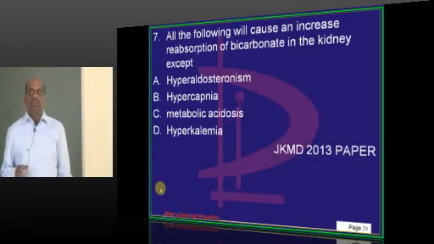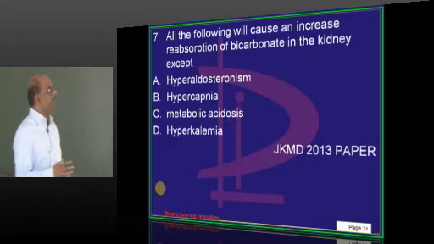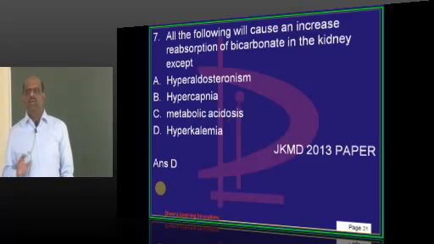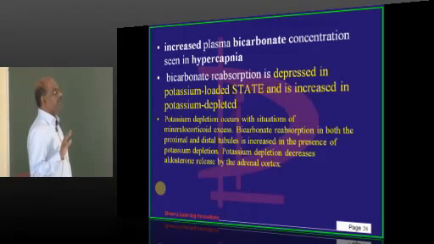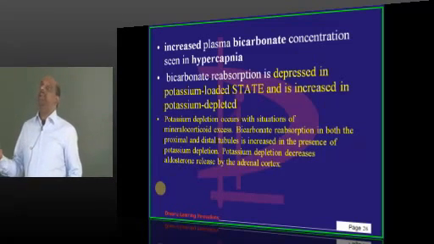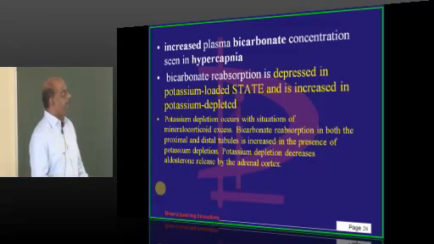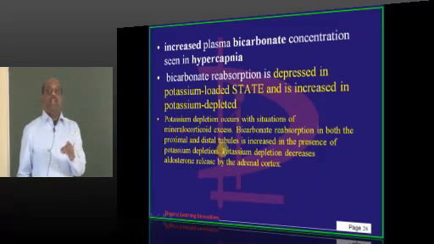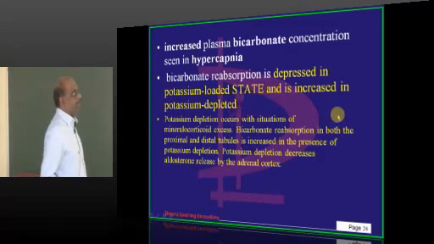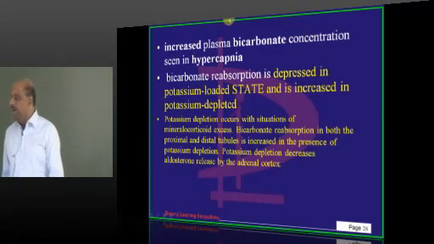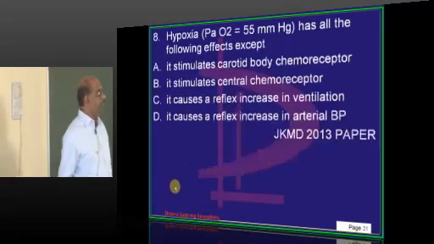Now if you look at the reabsorption of bicarbonate in the kidney, what is the general rule that you need to remember? Typically in a potassium loaded situation, bicarbonate reabsorption is depressed, and in a potassium depleted individual, bicarbonate reabsorption is increased, is what I want to underscore to all of you.